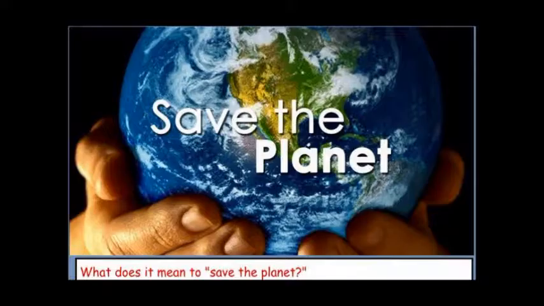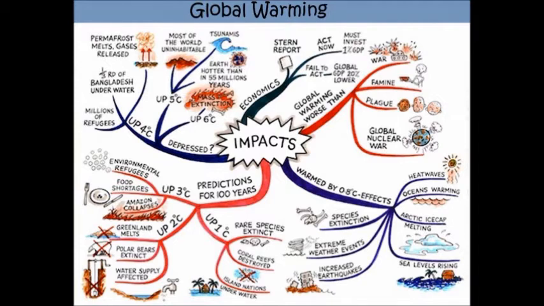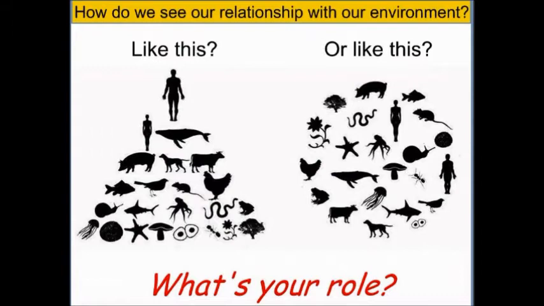This week we're going to be looking at the science of global warming, and part of our classroom discussion is going to be about what it means to save the planet. When we look at global warming, a lot of times we can feel overwhelmed by the large list of impacts, and we're going to talk about how we see our relationship with the environment, whether we are in control of nature or whether we are part of nature.